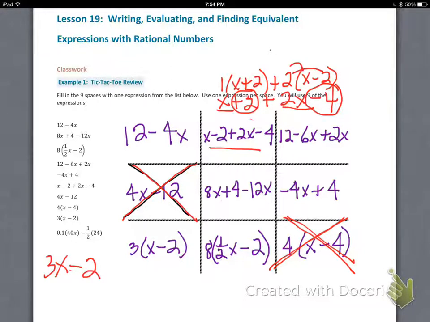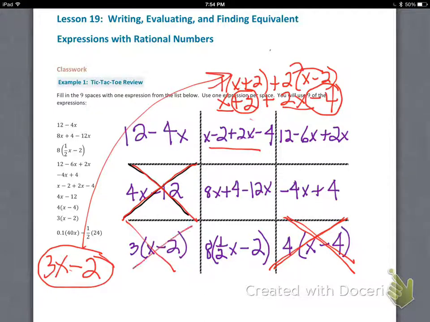So what I end up with is this expression down here, 3x minus 2, which is equivalent to this one that we started with. But our task now is to see whether this exists on the board. Some of us may be inclined to say that this one is equivalent, or this one is the same as this, when it actually is not. Okay, and let's talk about that.